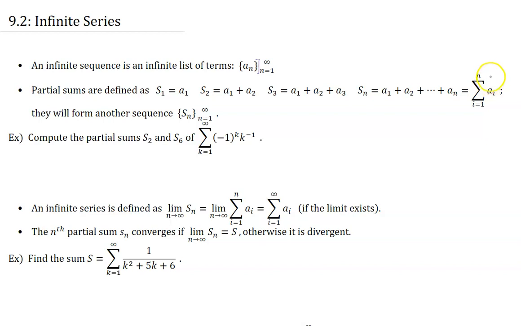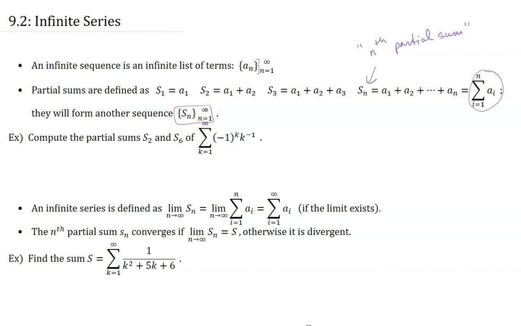Or using the summation notation here, we can write this as the sum from 1 to n of A sub i. This right here is called the nth partial sum. S sub n is called the nth partial sum. Now, all of these partial sums form another sequence. So this is another sequence notation where we're saying the set of the partial sums. The first one would be S sub 1, then comma S sub 2, comma S sub 3, and this is a list of all n terms. And we can go from n equals 1 to infinity.